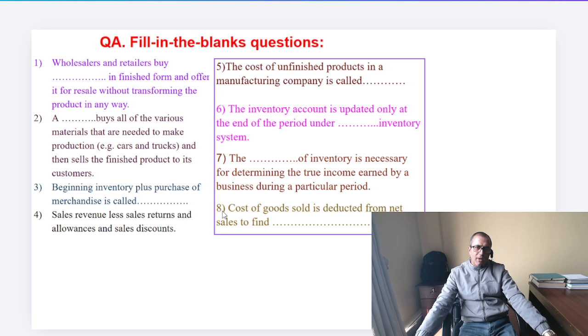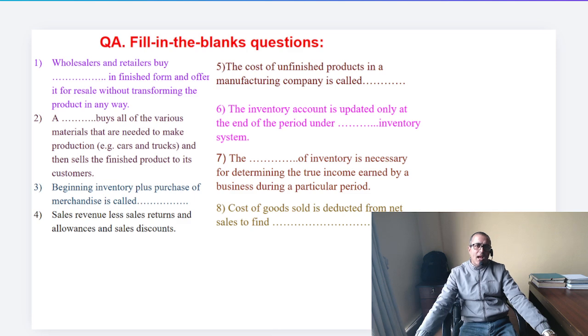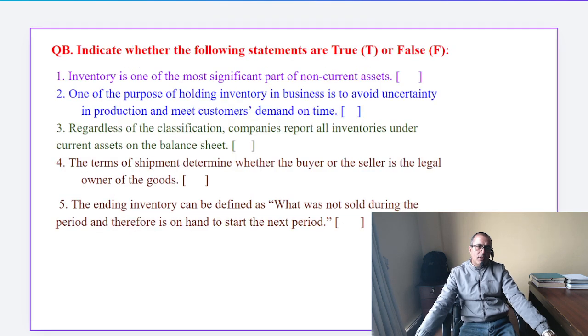So look at question number 8. This is all about cost of goods sold, which is deducted from net sales to find out what. So once we deduct cost of goods sold from net sales, that is known as gross profit, friends. Okay, gross profit. Okay. Now let's move to the next section.